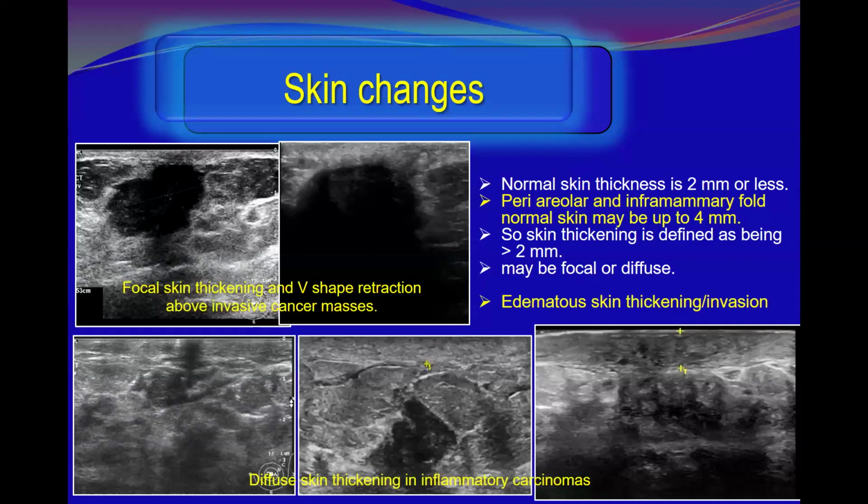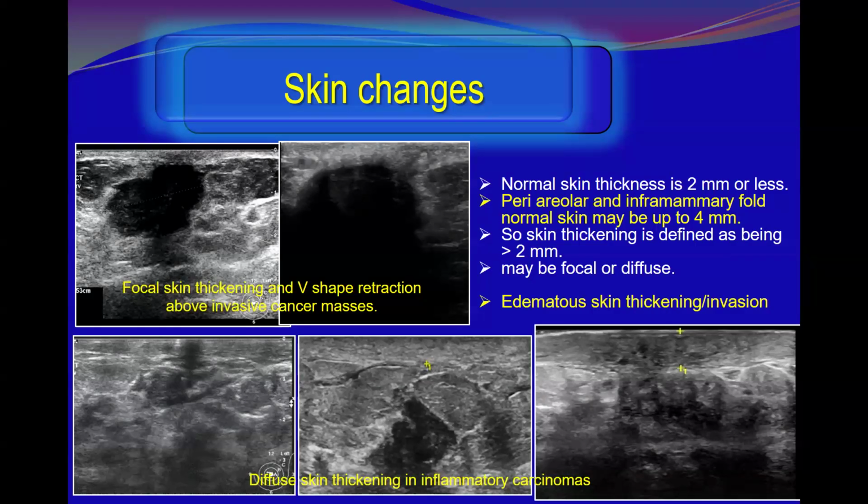As we have mentioned before in anatomy lectures, the skin is structured with thin hyperechoic lines in between an isoechoic band, with a maximum thickness of 2 millimeters or less. In the periareolar region and inframammary fold, the skin can reach up to 4 millimeters. Otherwise, it is considered to be skin thickening, which might be focal or diffuse.